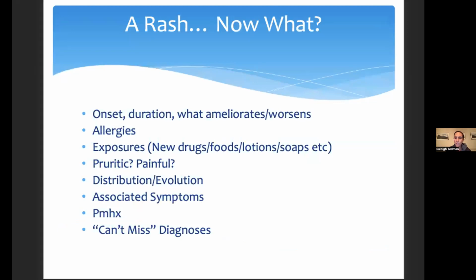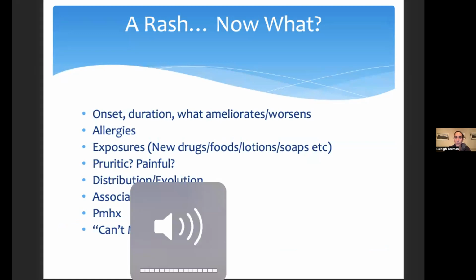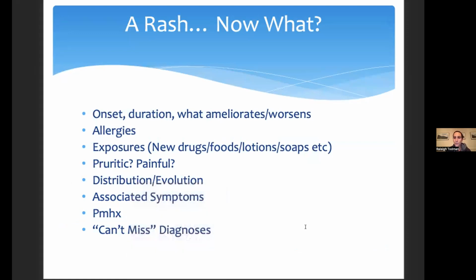So you see a rash, now what do? All the same normal things you always do with all of your chief complaints. So you want to find out the history. When did it start? How long does it last? What makes it better or worse? Are there any known allergies? That's always a popular question. Have there been any new exposures to soaps, lotions, foods, new medication?